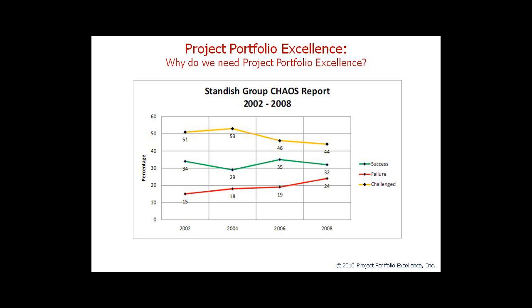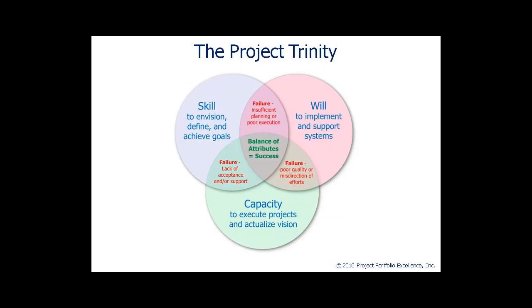Something else that I point out in every presentation is the need for this new approach, the need for Project Portfolio Excellence. The graph that's shown here, which is a compilation of data from the Standish Group from their research, shows that over the last 8 to 10 years, even though there's been an increased emphasis on formal project management techniques and methodology, our rate of success with projects has actually decreased slightly, and our rate of project failure has gone up by 60%.